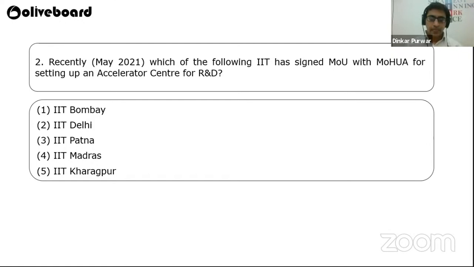So Nilesh is saying the answer is E, that is IIT Kharagpur. Saurabh is saying IIT Kharagpur. Mili is saying IIT Kharagpur. Amit is saying IIT Kharagpur. So we will see the answer. The answer of this question is IIT Kharagpur.